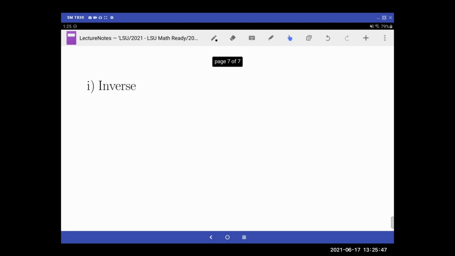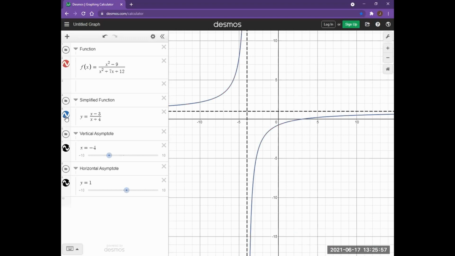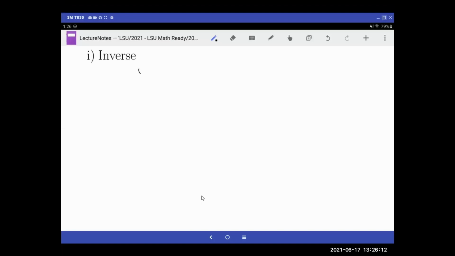And then finally, last thing, let's find the inverse. Now again, remember, let's go back to this. The original function and the simplified function are practically the same thing. You can work with the simplified function as long as you make sure you acknowledge that there's a hole in the graph. So let's work with the simplified one: y equals x minus 3 over x plus 4. I'm going to write right here, so don't forget that -3, -6 is a hole in the graph.